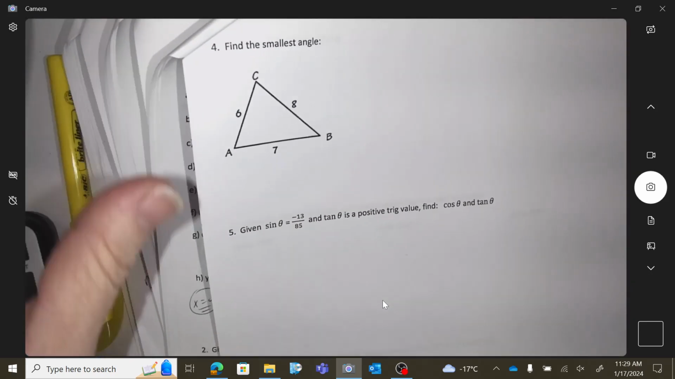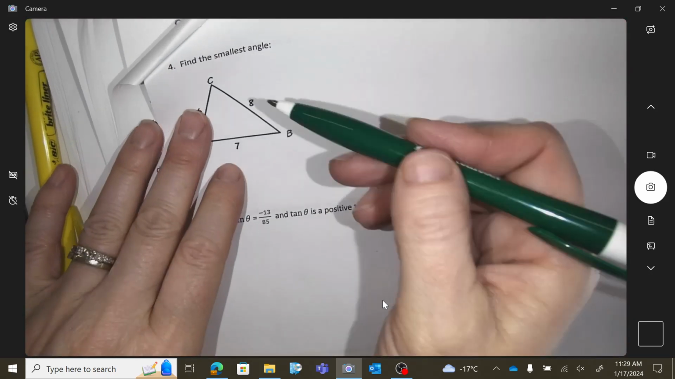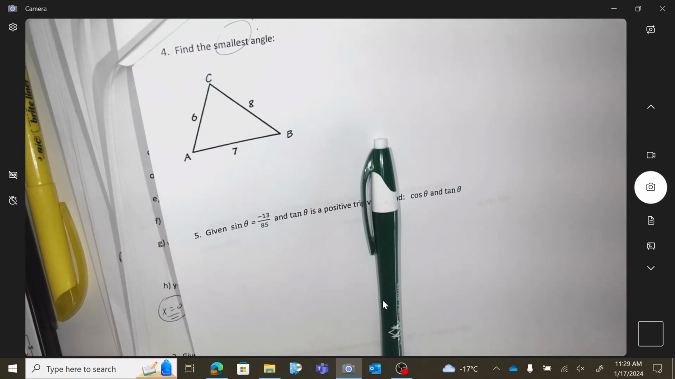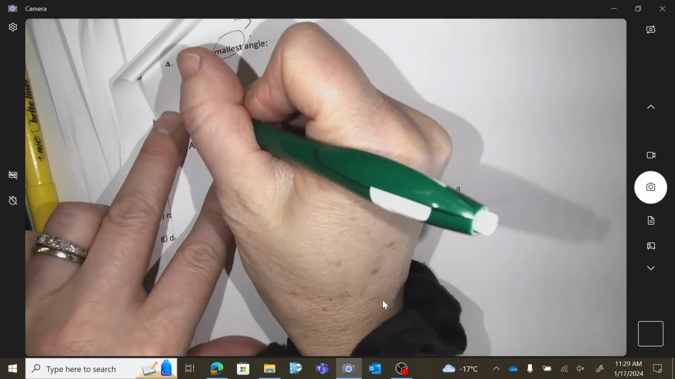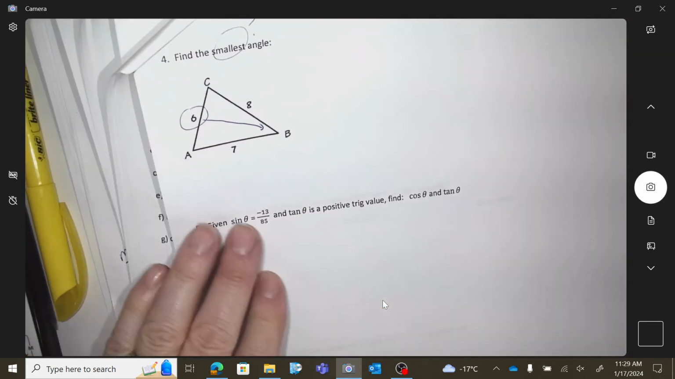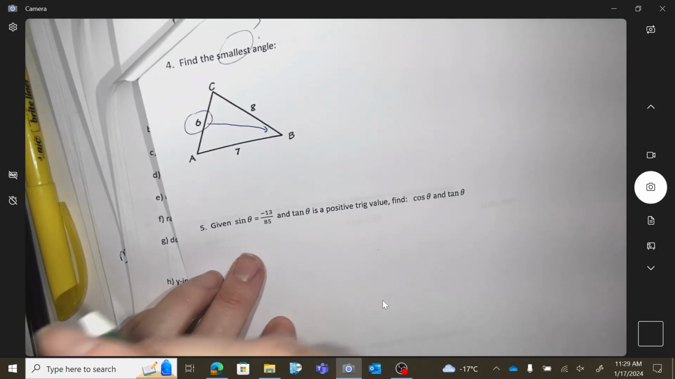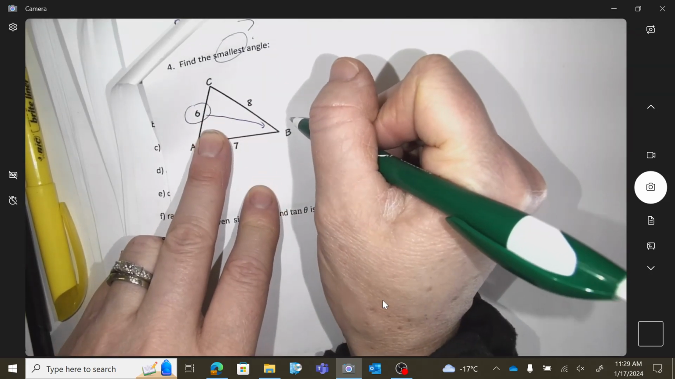Find the smallest angle. How do I know it's going to be the smallest? Where? What's the relationship? Where? Across from the smallest side. Okay, so that's the smallest angle. So I'm trying to find angle B.